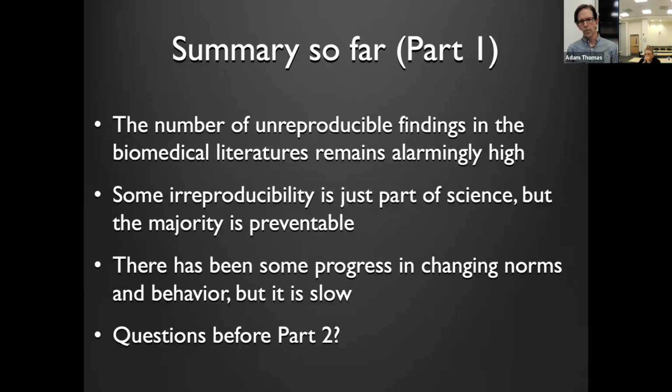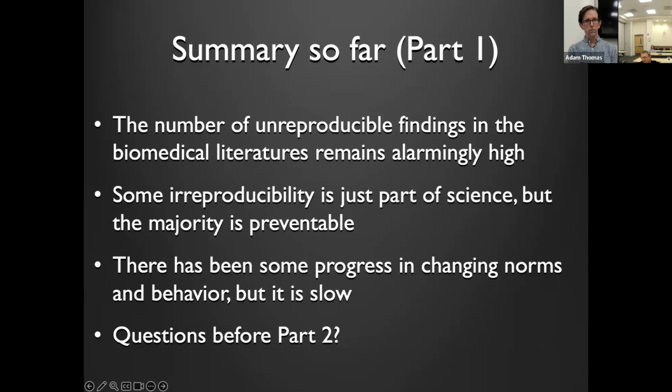All right, so summary of this part, things I've told you so far. The number of unreproducible findings in the biomedical literature remains alarmingly high. Some irreproducibility, it's a hard word to say, is just part of science, but the majority of it is preventable. There has been some progress in changing the norms and behaviors, but it's been moving very, very slowly. Any questions in this space before we go on to what we can do about it? Both from the room and from the Zoom. Put it in the chat if you have it on Zoom, or if you want, you can just unmute and shout out.